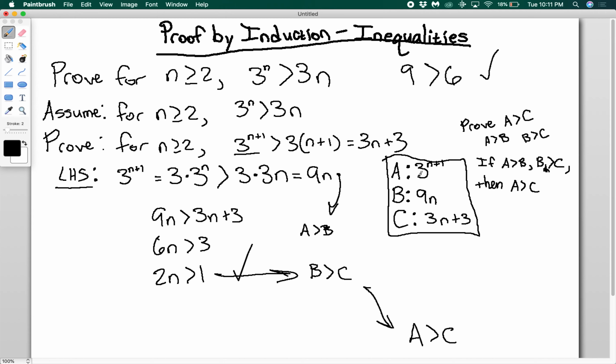Okay, so that's kind of the trick for inequality. It's not the only way to do it, but it is a way that I like and I think is pretty simple once you practice it and wrap your head around the transitive property and how we use it with inequalities. And this is the last video in proof by induction with inequalities.